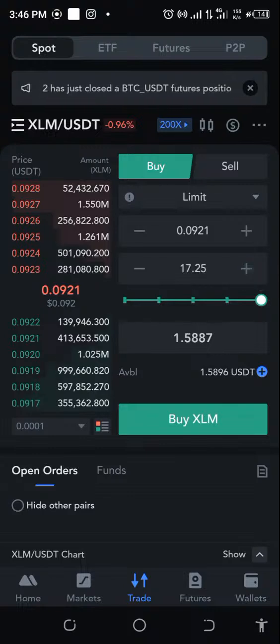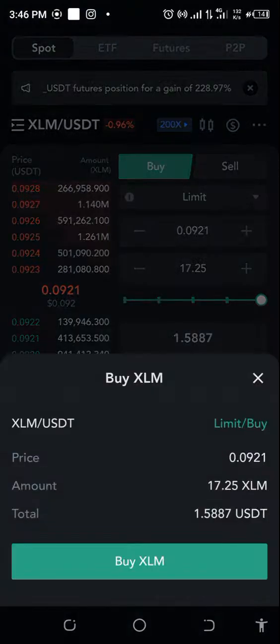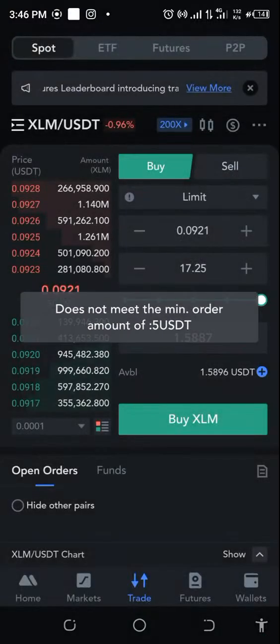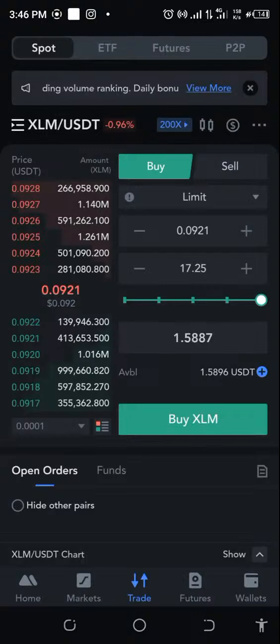This is just a small amount, so it might still apply the minimum restrictions. Let's see whether it will. Does not meet the minimum order amount of 5 USDT. Okay, so it doesn't. So the only way is to leave this here. What I can do is to send in more XLM, and then convert everything together and get it over to myself. Because it's cheaper to send XLM. XLM is another way to try and get your funds out of a place.